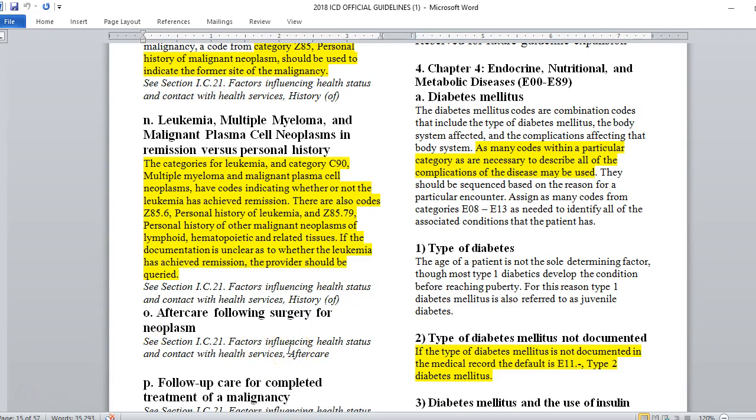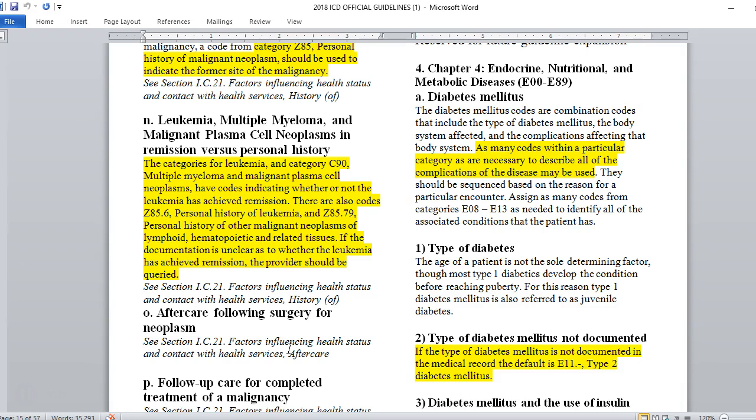All right. Now, along with all of this, of course, we have our leukemias or multiple myelomas, malignant plasma cell neoplasms that are in remission versus a personal history. So one of the differences between leukemia and other types of cancers is leukemia tends to go into remission, meaning the person can have a relapse. They can get it again. So when it comes to leukemia, usually what we end up seeing is the patient is treated. If the treatment goes well, they go into remission. However, a lot of patients, especially those younger patients, children and young adults who get leukemia, tend to have relapses.